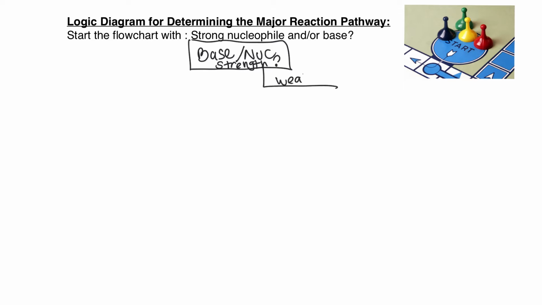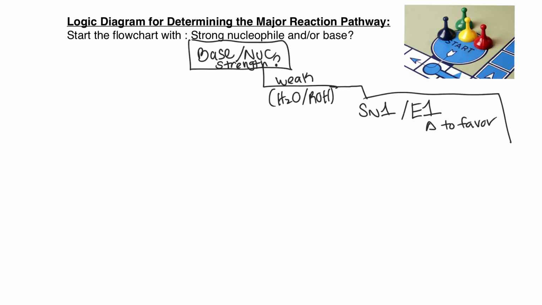If it's weak, we're talking water, alcohol, etc. Then we're in the SN1, E1 category. You can use heat to favor elimination, but that's about all. Otherwise, it's going to be pretty equal. Other things to consider: must be primary, secondary, or tertiary, because remember we have a carbocation. So no primary or methyl. Could be primary with resonance, of course.